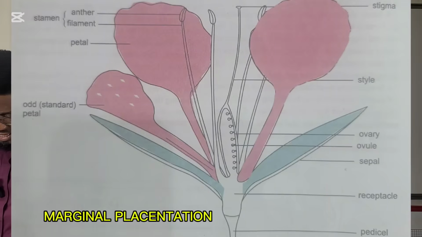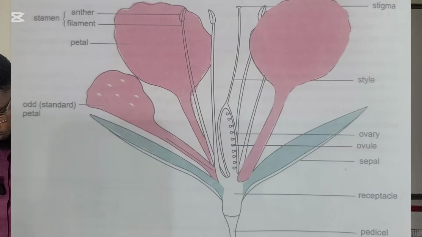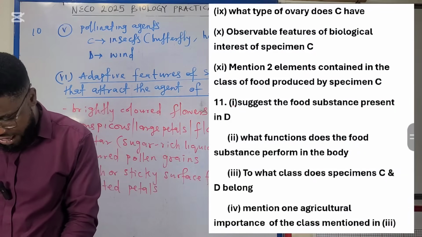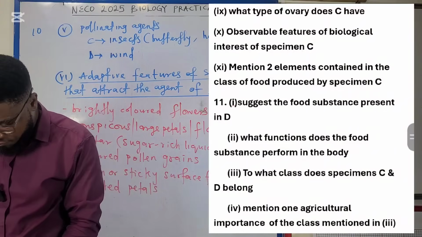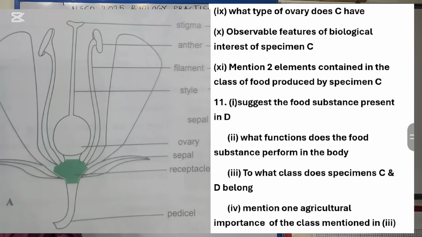They are marginally arranged. To question Roman figure 9, it says, what type of ovary does C have? It is a superior ovary. The ovary is positioned above other floral parts. When the ovary is positioned above every one of the other floral parts, above the receptacle, above the sepal, above the petal, then you say it's a superior ovary.